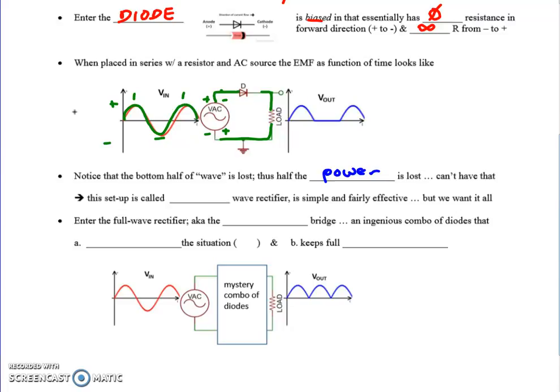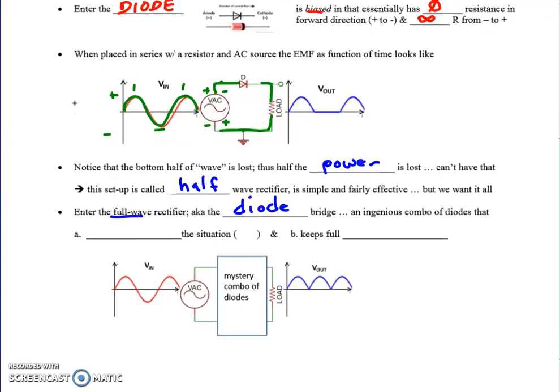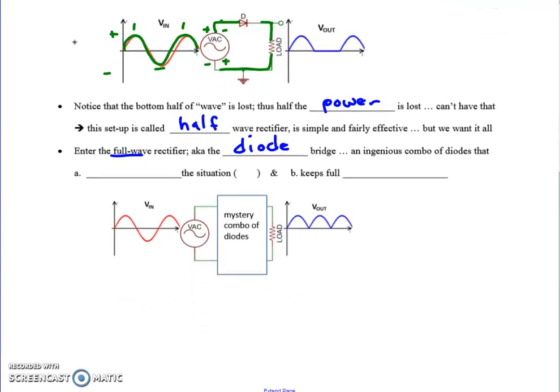So this setup, where we go from AC to DC, but we lose half of our power, is called a half-wave rectifier, and it is simple and fairly effective, but we want more than that. We want to have our whole power. So we want to be able to build a full-wave rectifier, also known as a diode bridge. Okay, and it's a nice little combo of diodes that does two things. It rectifies the situation.